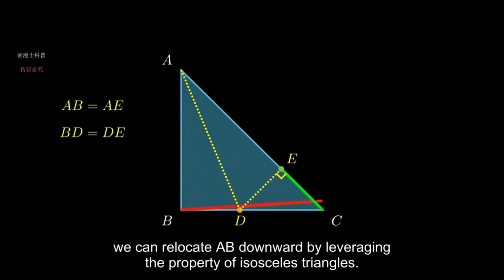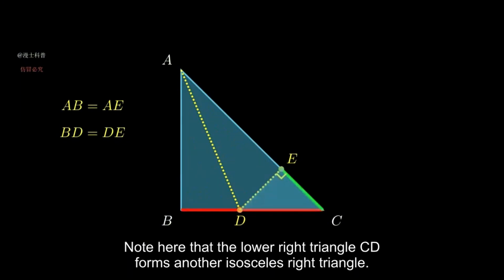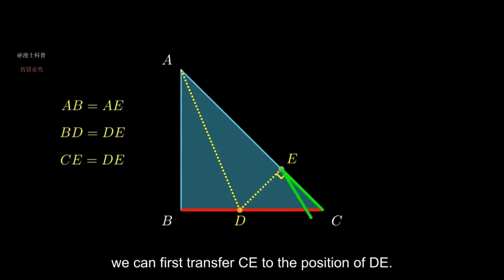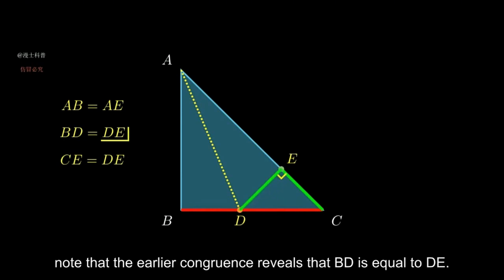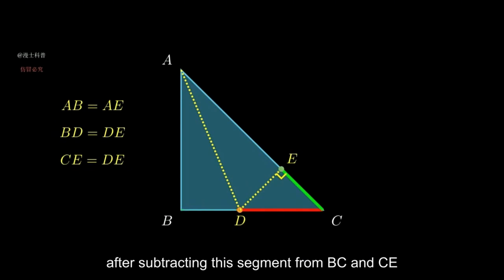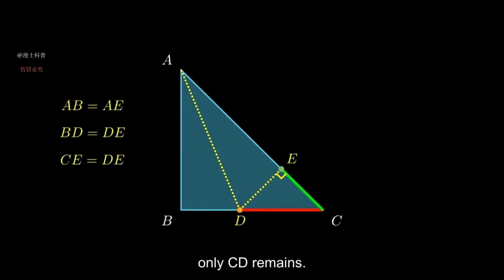Next, we can relocate AB downward by leveraging the property of isosceles triangles. Note here that the lower right triangle DEC forms another isosceles right triangle. Therefore, we know CE equals DE. Consequently, we can first transfer CE to the position of DE. Furthermore, note that the earlier congruence reveals that BD is equal to DE. Thus, DE can again be relocated to BD. Now, through alternating subtraction, after subtracting this segment from BC and CE, only CD remains.